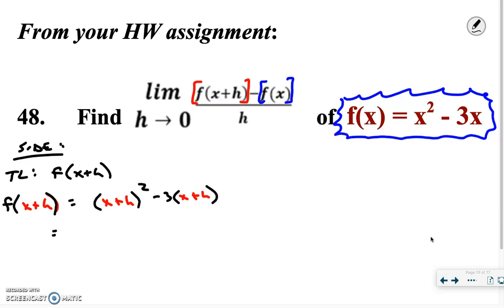So just like before, we're trying to figure out this target of the top left. I have to square x plus h times x plus h. Can I distribute the negative through, and call that negative 3x minus 3h? Are we good with that? I was going to say, a head nod goes a long ways here.